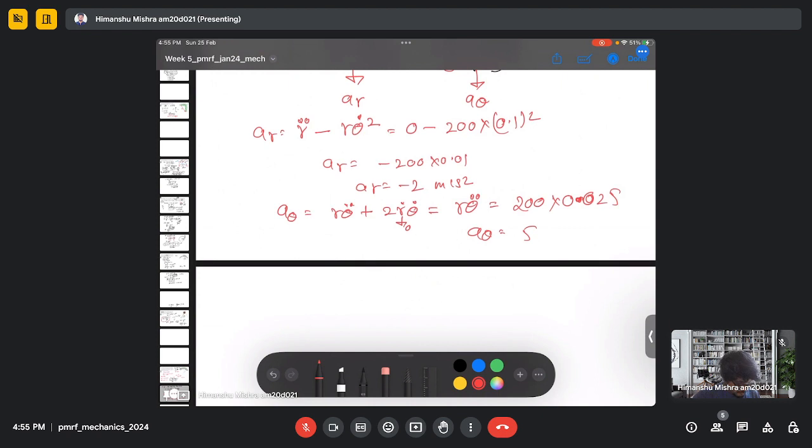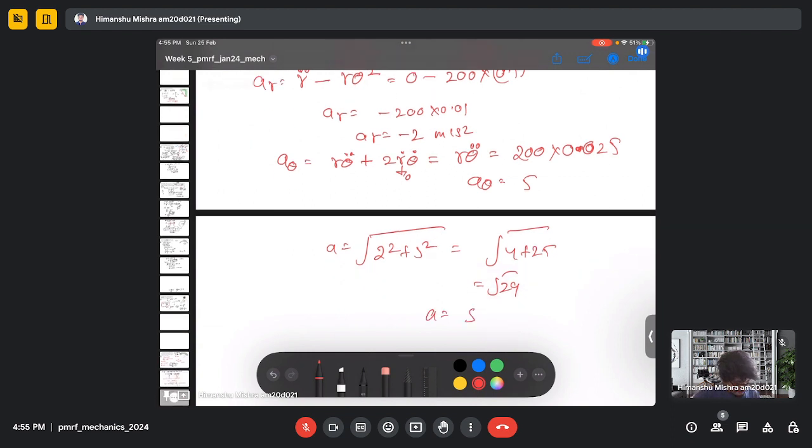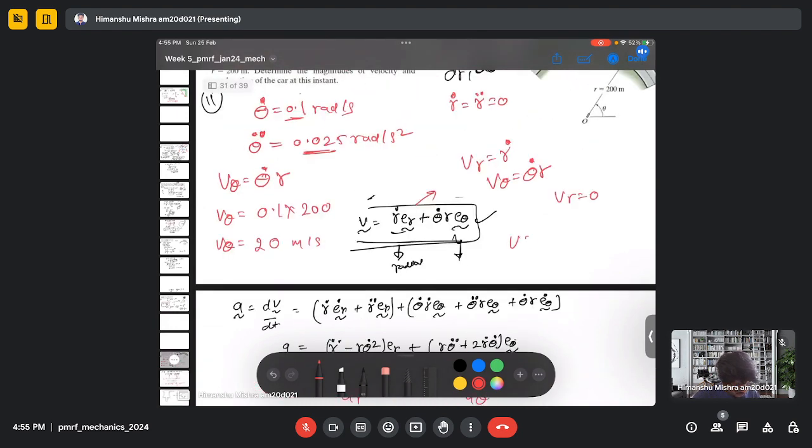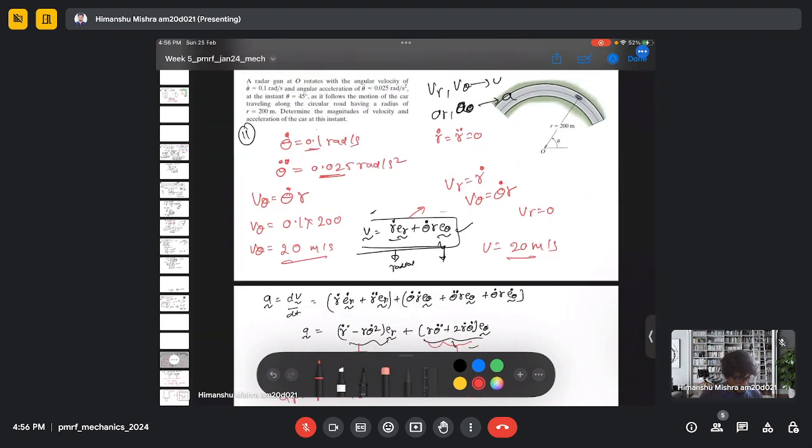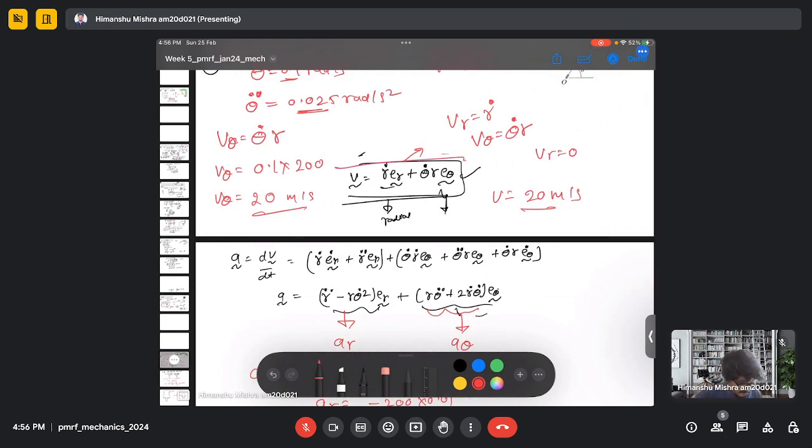5. So my magnitude of acceleration is root of 2 square plus 5 square, which is 4 plus 25, which is root 29, which is basically 5.385 meter per second square. And the magnitude of velocity is 20 meter per second. So in all the equations of polar coordinates, we need to find the component of velocity as well as the component of acceleration.